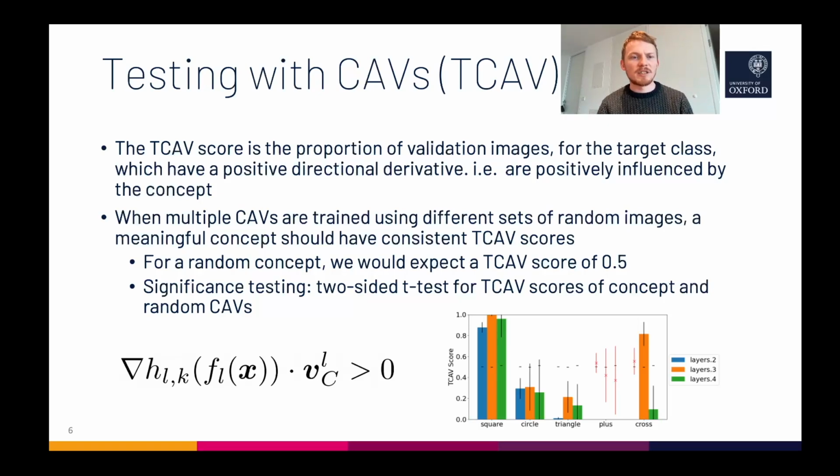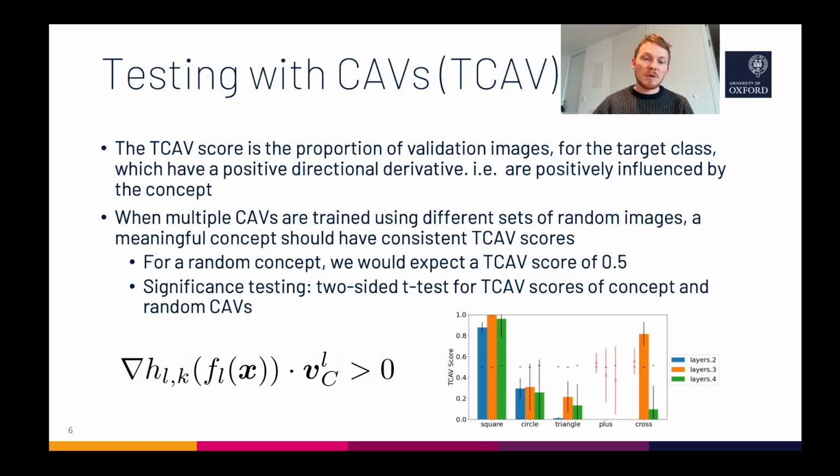Actually, to help with some of the analysis, we analyze multiple CAVs for each individual concept, and this allows us to do some significance testing. So for example, in most of the paper, we test 30 different concept vectors for the same concept, and then compare that to random vectors. These are CAVs created from just random images on both sides of that decision boundary. And you can do a two-sided t-test for whether the TCAV scores of the concept and of the random CAVs are the same or not.